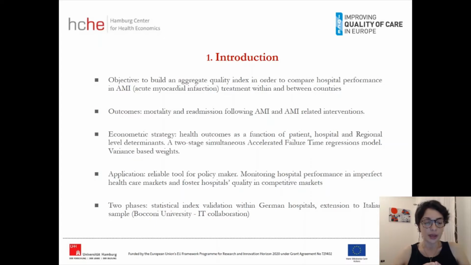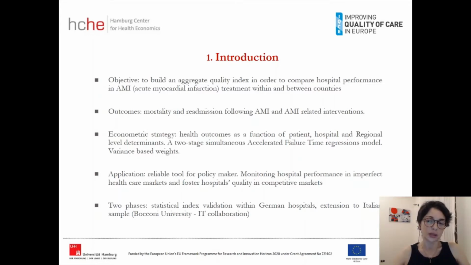For the econometric strategy, we recall that health outcomes are a function of patient, hospital, and regional level determinants, and we applied a two-stage simultaneous accelerated failure time regression model, and we also computed variance-based weights. This tool is reliable for policy makers, either for monitoring hospital performance in imperfect healthcare markets or to foster hospital quality in competitive markets. In this project, we distinguished two phases.